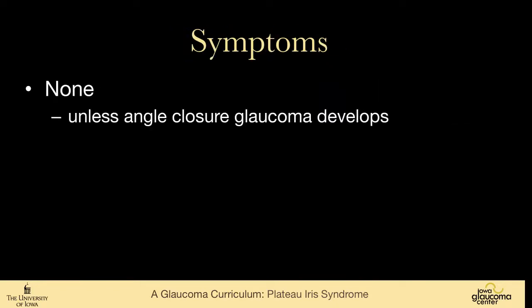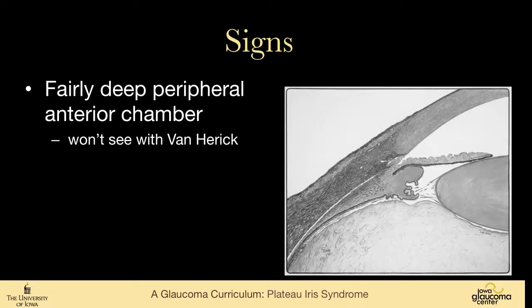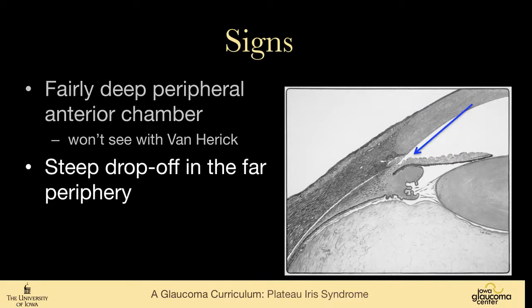They are generally asymptomatic unless they develop an acute attack of angle closure. When we examine them, they have a fairly deep peripheral anterior chamber that one won't see the evidence of closure with the Van Herrick. So in the Van Herrick, we're bringing this light in where it first meets the clear cornea. You can see how the cornea tucks into the sclera here. And at that point, the chamber is fairly normally deep. But there's this very steep drop-off in the far periphery, as you can see here, that's characteristic of plateau iris.